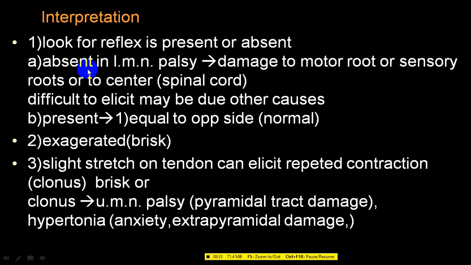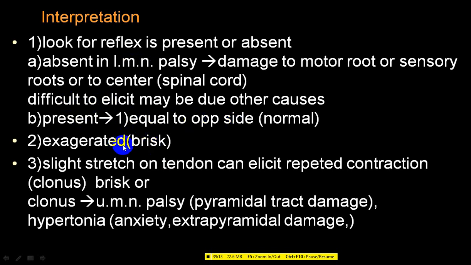So if reflex is absent, it is a lower motor neuron because of damage to the motor root or sensory root or spinal cord root center. So whichever reflex is there, if at the spinal cord level there is a damage, it will be lower motor neuron palsy, or if you have got a damage to the motor pathway or sensory pathway, that reflex will be absent because that is lower motor neuron. Or it will be difficult to elicit. We have already mentioned what are the conditions where it will be difficult to elicit. You have to always compare with the opposite side because bilaterally it should be equal and elicitable.